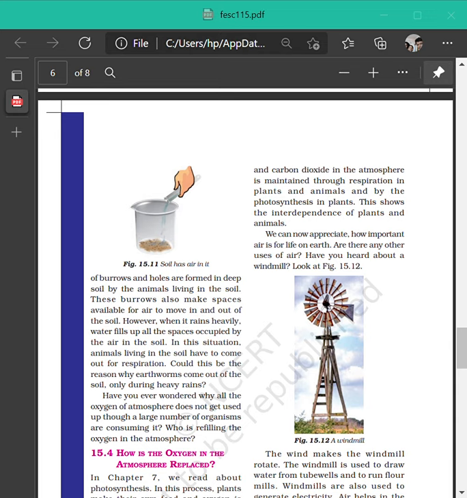Respiration takes place both in plants and animals, whereas photosynthesis only takes place in the plant. So do not cut plants. If you cut plants and the population increases, in the near future there will be a problem for you to live on the surface.